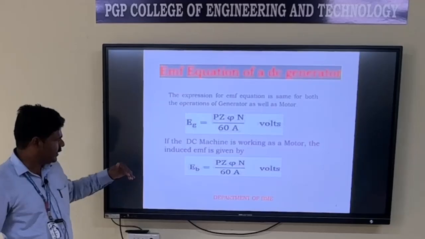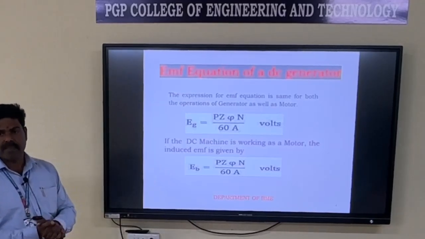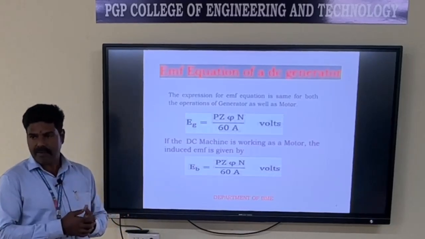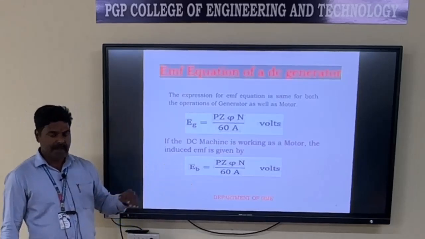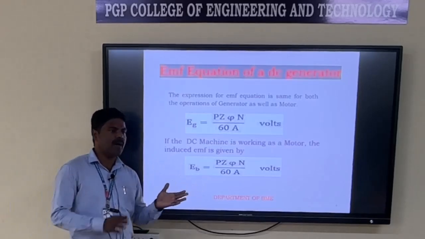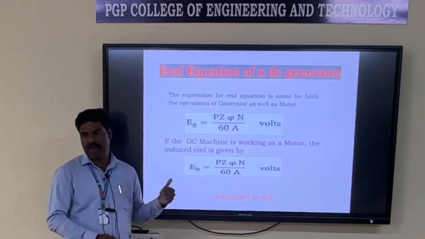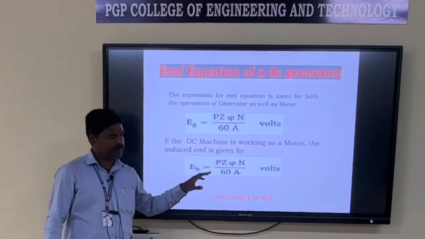In a DC motor, the generated EMF is otherwise known as back EMF, because in a DC motor the working principle is that electrical energy is converted to mechanical energy. In that electrical energy, a supply voltage is there. The generated EMF opposes the supply voltage. Therefore, that induced EMF is known as back EMF.